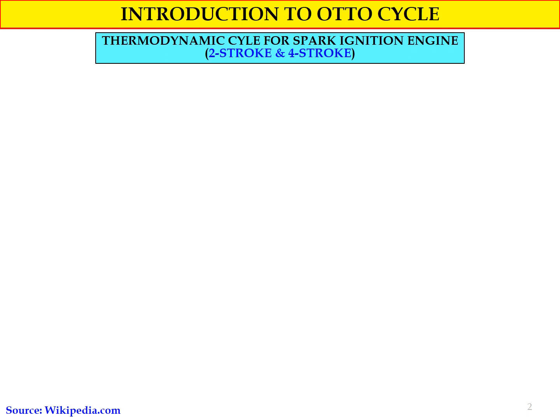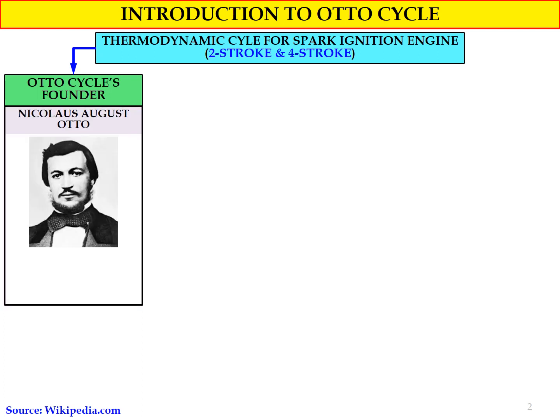Okay, now it's about the introduction to the Otto cycle. The Otto cycle is the thermodynamic cycle for the spark ignition engine or petrol engine, and we can apply the Otto cycle to both 2-stroke and 4-stroke spark ignition engines. The founder of the cycle is Nicholas August Otto, as shown in the figure. He was born in 1832 and passed away in 1891. He was German, and during that time he was an engineer.